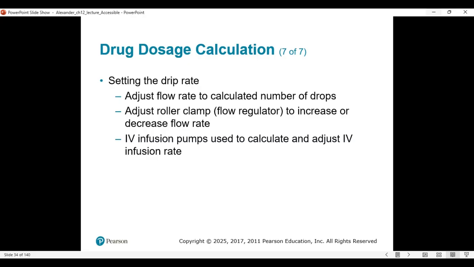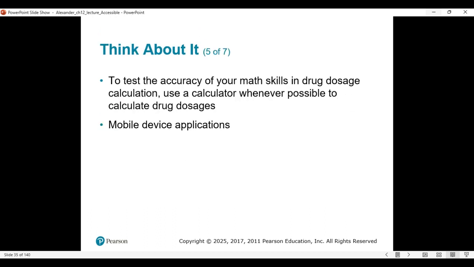Sometimes some companies have pumps. A lot of times when we go on transfers, you'll have a pump, and infusion pumps calculate and adjust the rate for you.